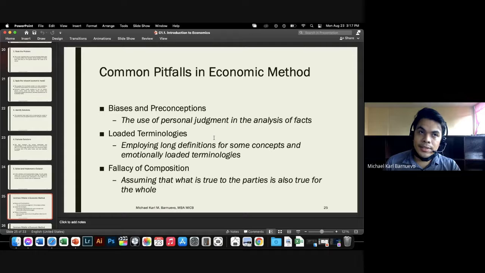Let's have an example. The economic problem is how to increase the wealth of an individual, their assets or their money. In America, the solution would be that since they have excess cash or excess savings, they should invest the money to grow. Invest the money for it to grow.